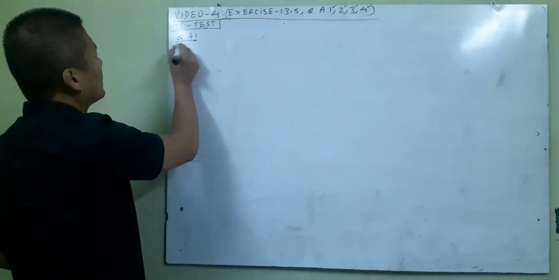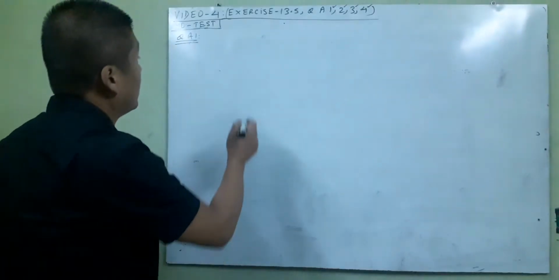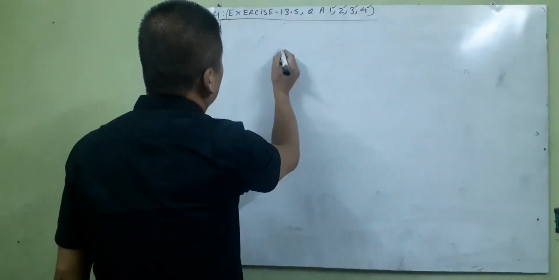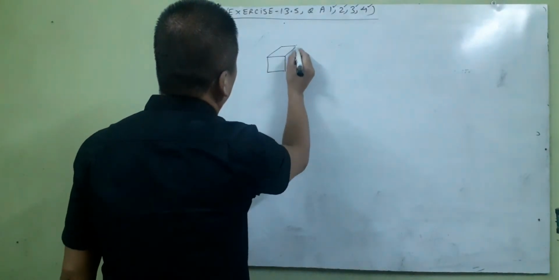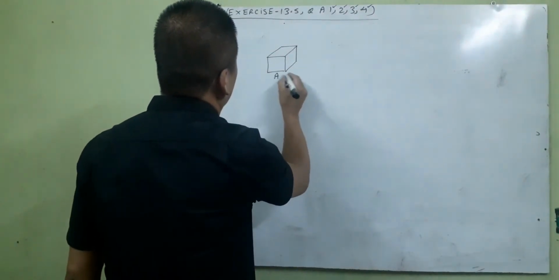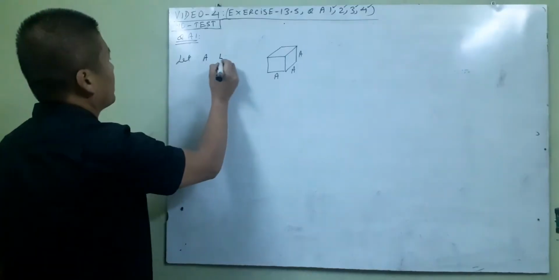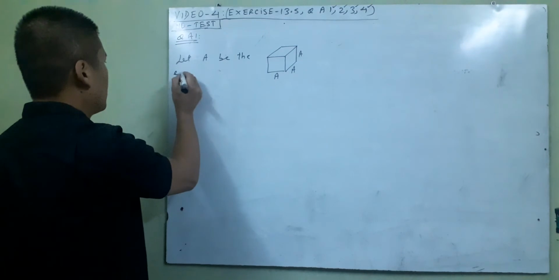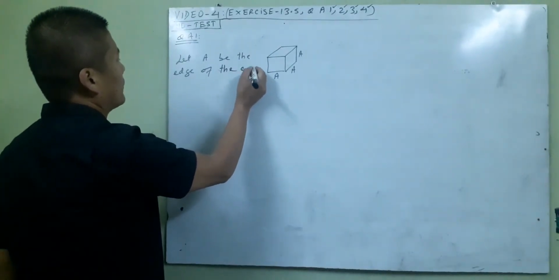Question A1. You find this on textbook page 244. If the volume of a cube is 3 root 3 a cube, then the surface area of the cube is, you have to find out. So let us say this is the cube. Then the edge is unknown, so let a be the edge of the cube.